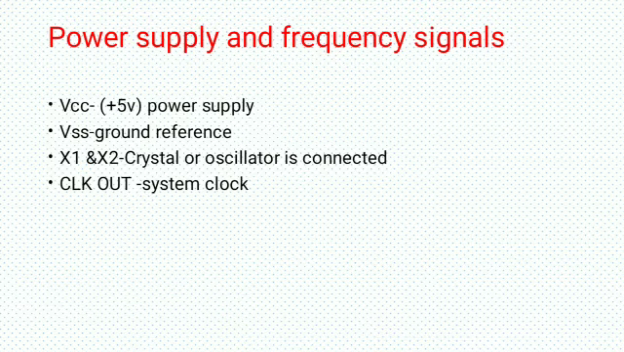The first one is power supply and frequency signal. Here VCC is a plus 5 volt power supply. VSS is a ground reference. X1 and X2: a tuned circuit like LC, RC or crystal is connected at these two pins. Clock out: this signal is used as a system clock for other devices.